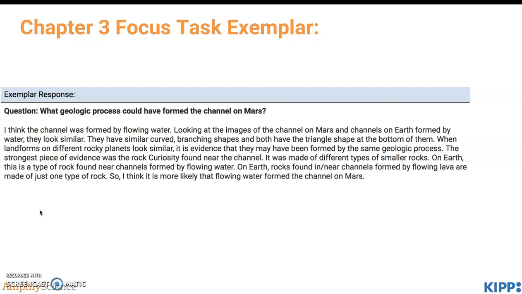The strongest piece of evidence was the rock Curiosity found near the channel. It was made of different types of smaller rocks. On Earth, this type of rock is found near channels formed by flowing water. On Earth, rocks found in or near channels formed by flowing lava are made of just one type of rock. So, I think it is more likely that flowing water formed the channel on Mars.